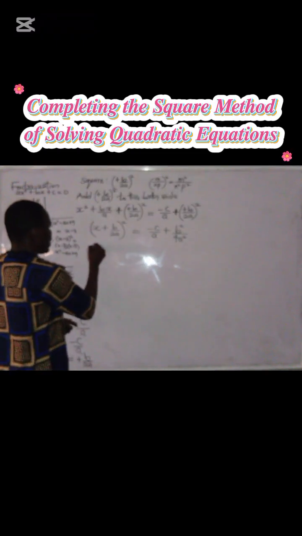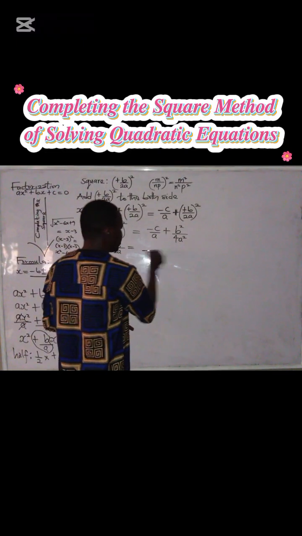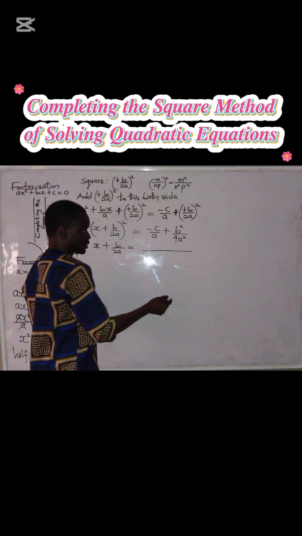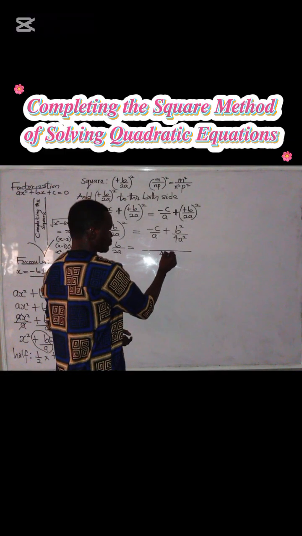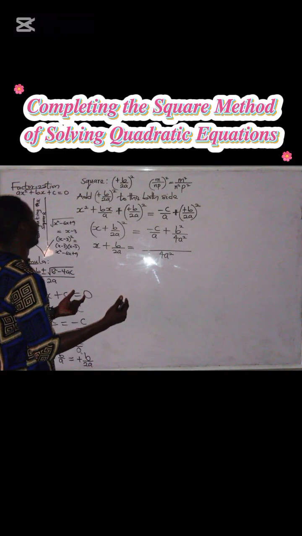So the next step is x plus b over 2a equals to, we find the LCM. The LCM of what? Of 4a squared and a is 4a squared. The LCM is 4a squared. What should I explain that one?